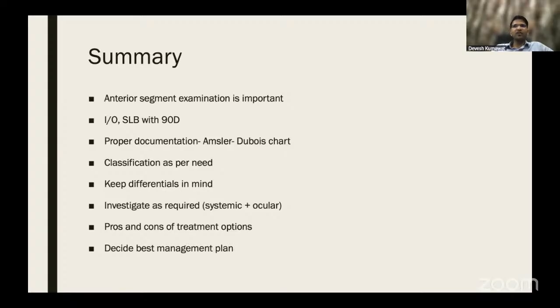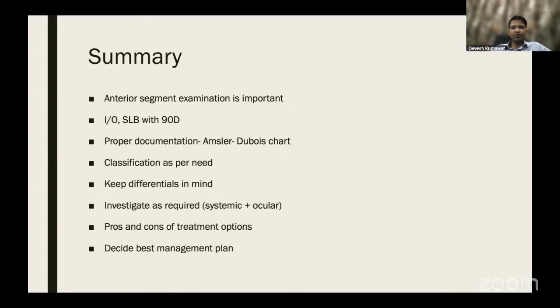Always include investigation in the management plan. Do not omit the systemic investigation and systemic management also. Keep the pros and cons of all the treatment options, describe all the treatment options which are available, and then comment on which treatment option you consider the best.